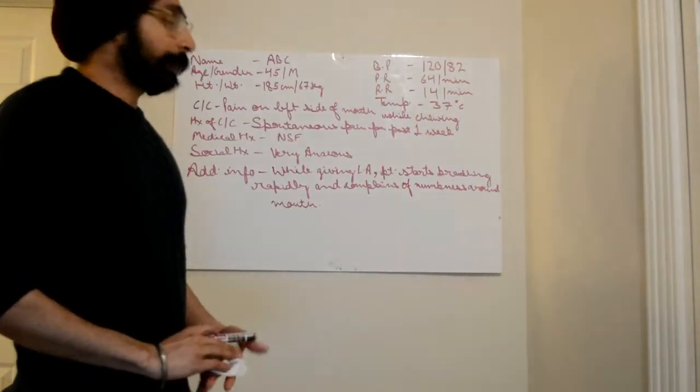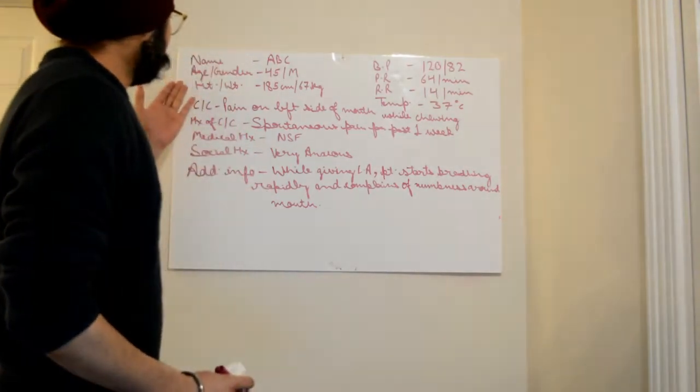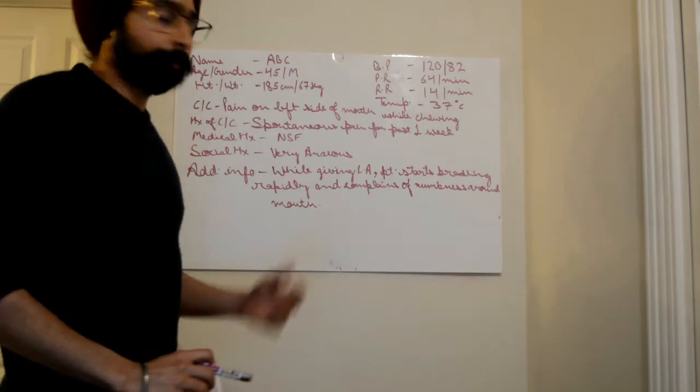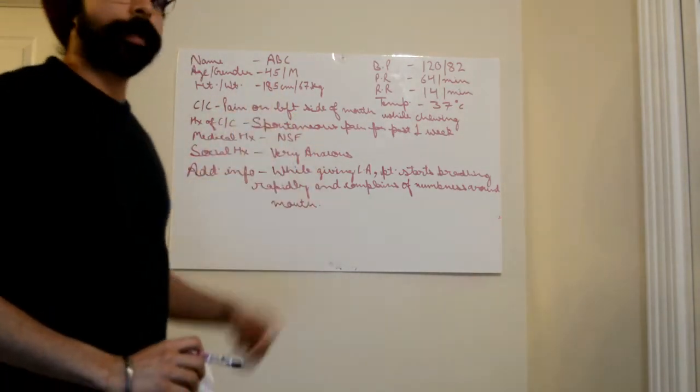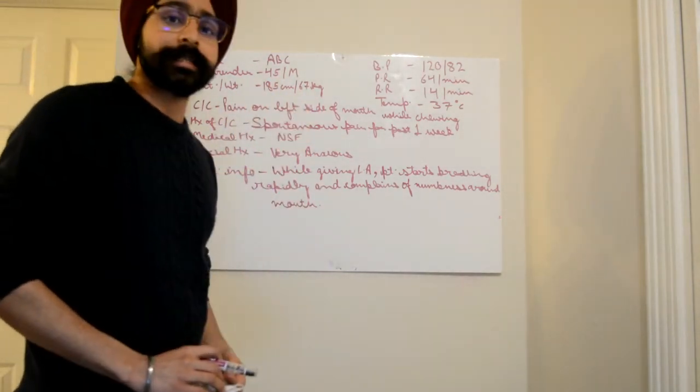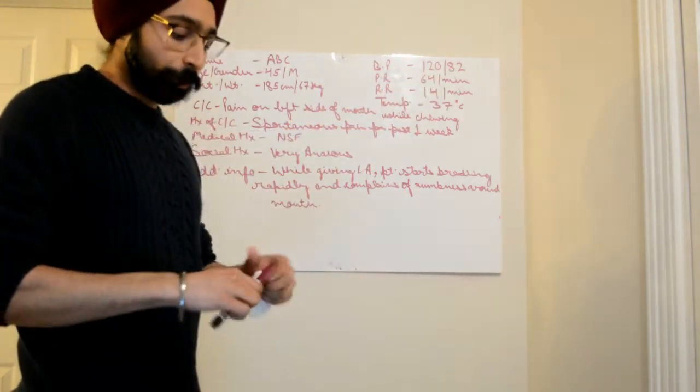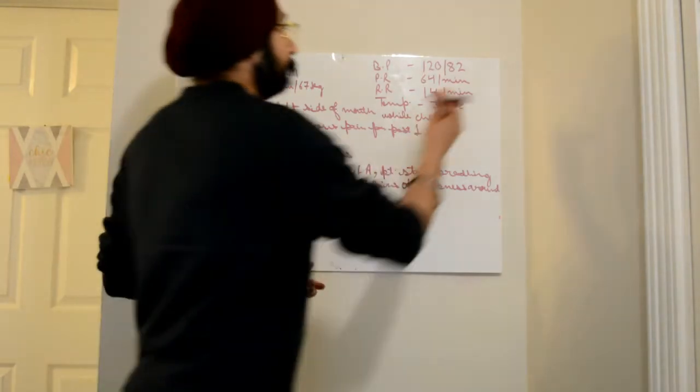Friends, let's start with the cases. This is the case history. Name, age is 45, patient is male, height is 185 centimeters and weight is 67 kilogram. Then blood pressure is 120 by 82 millimeter of mercury.